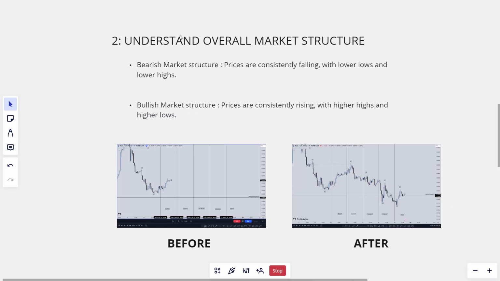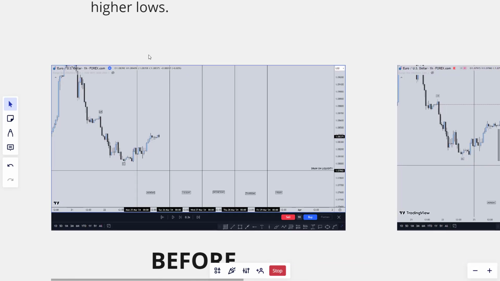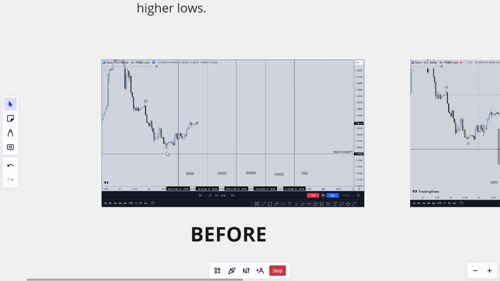And now for the second step, we have to understand the overall market structure, right? So for a bearish market structure, price is just constantly falling and creating lower lows and lower highs, just like we stated. And for a bullish market structure, price is constantly rising and creating higher highs and higher lows. So right here I had scaled down to the 1 hour, because the 1 hour can show me each day that is upcoming.